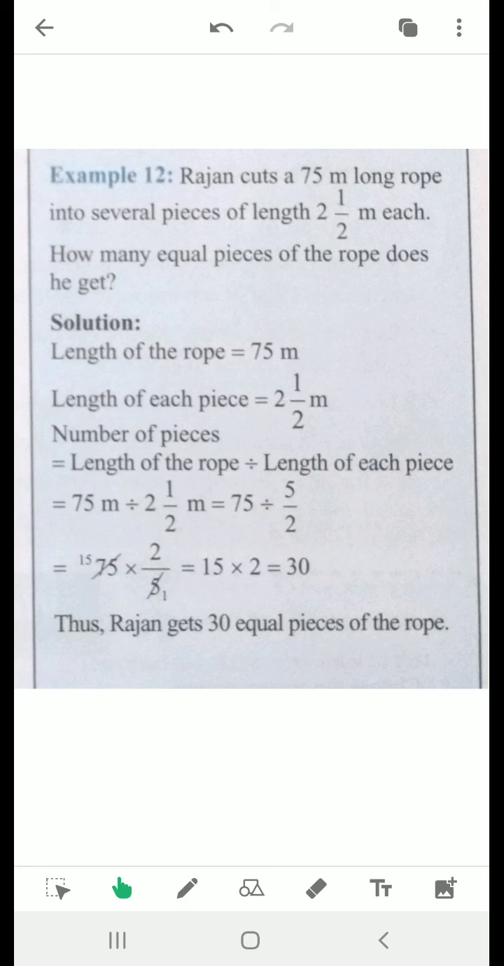I've given you one easy example also: if you have a 100-meter-long rope and you cut that rope into 10-meter pieces, how many pieces will you get? Then we will divide. So here also we will divide, but the thing that changes is that the question is given in fractions. But we need not be worried, because we know how to divide fractions. Okay, you can see the solution.